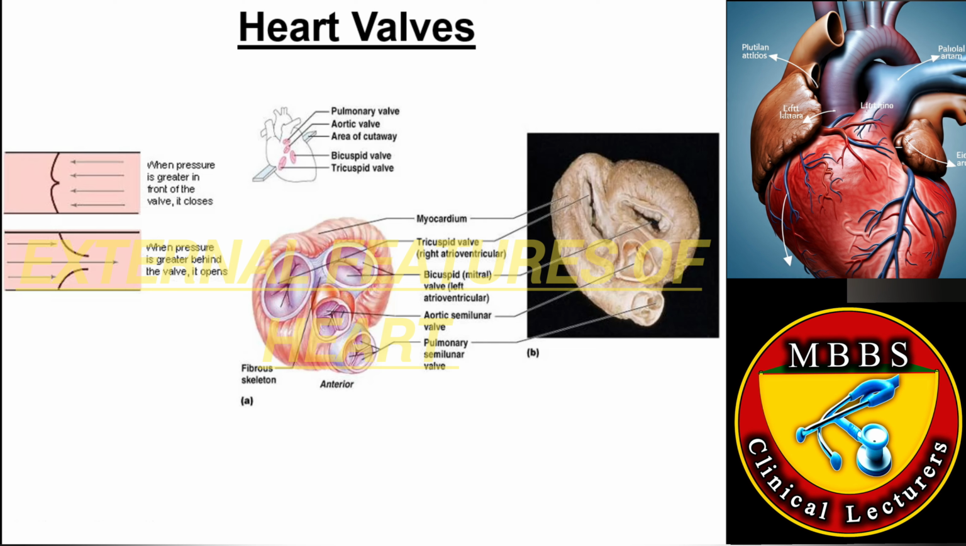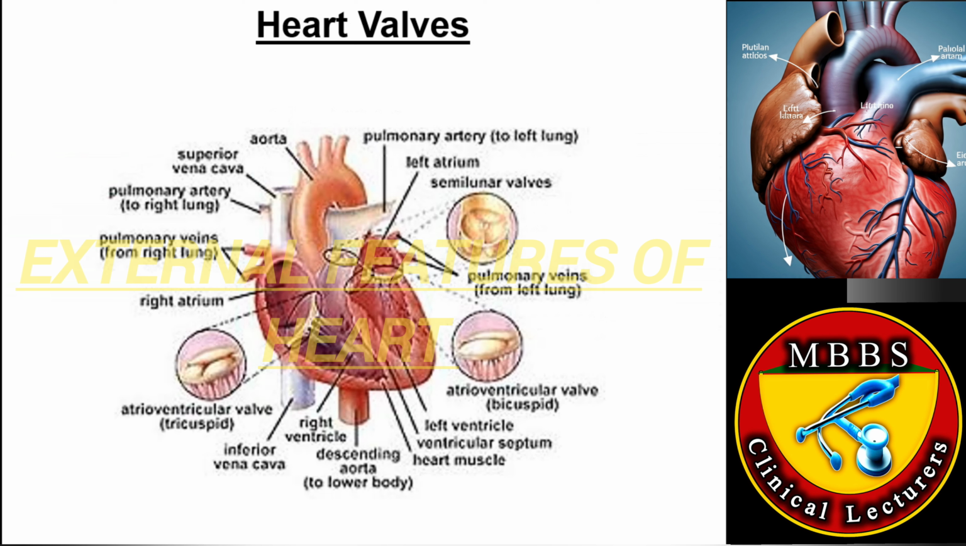The atrioventricular valves prevent backflow into the atria when the ventricles contract. The chordae tendineae anchor the AV valve to the papillary muscles. Here you can see, when the flow is there, the valves open to give way to the blood to pass onward, but when there is pressure, they do not allow the blood to go back, so they prevent the backflow of the blood.